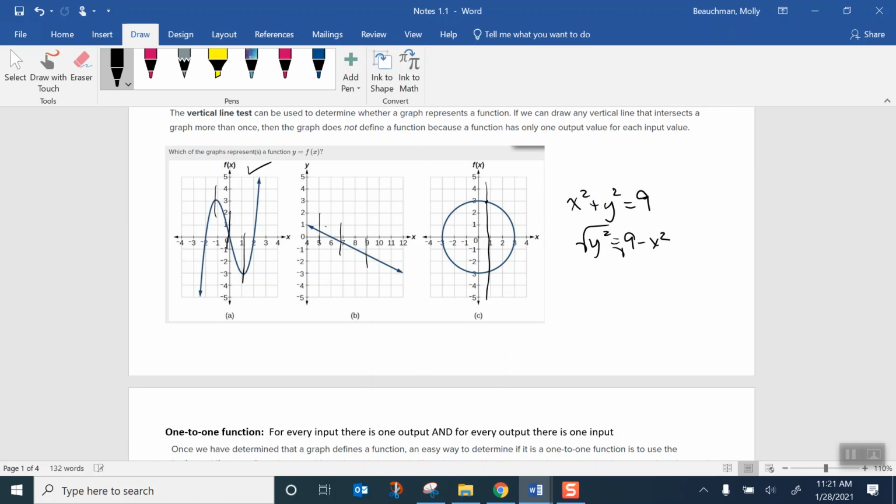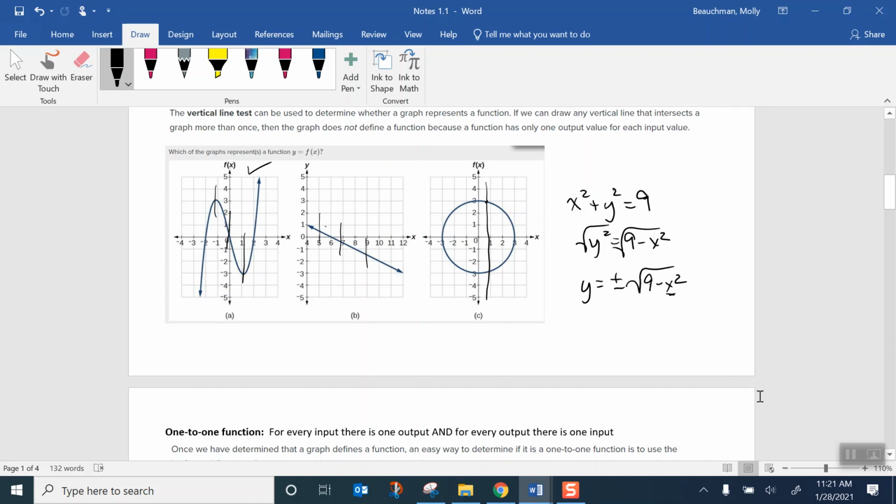Square root both sides, we get y is equal to plus or minus the square root of 9 minus x squared. So when we pick an input for x, we're going to get two outputs for y. So that's how it's represented as an equation. And this is what it looks like on the graph, a little bit easier to tell from the graph.